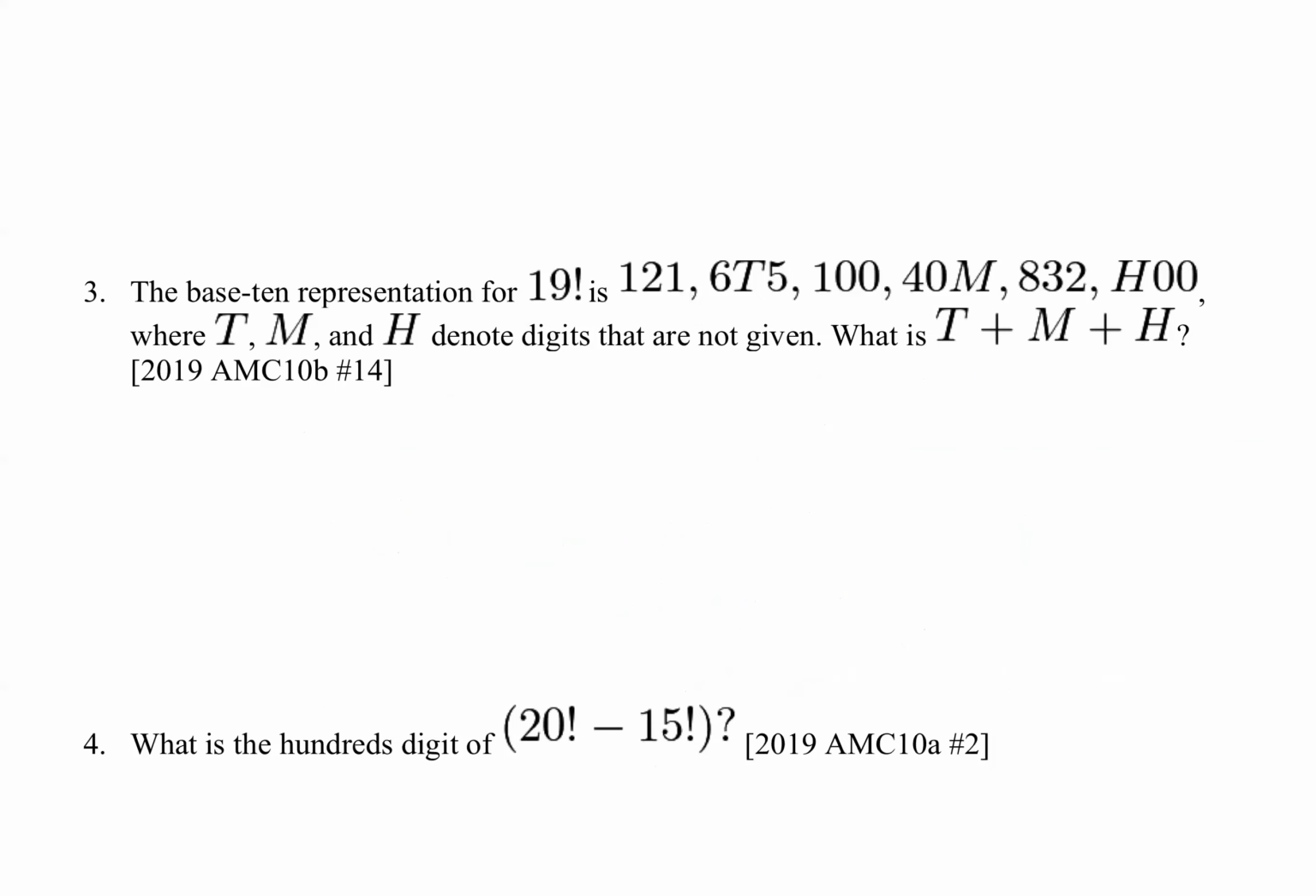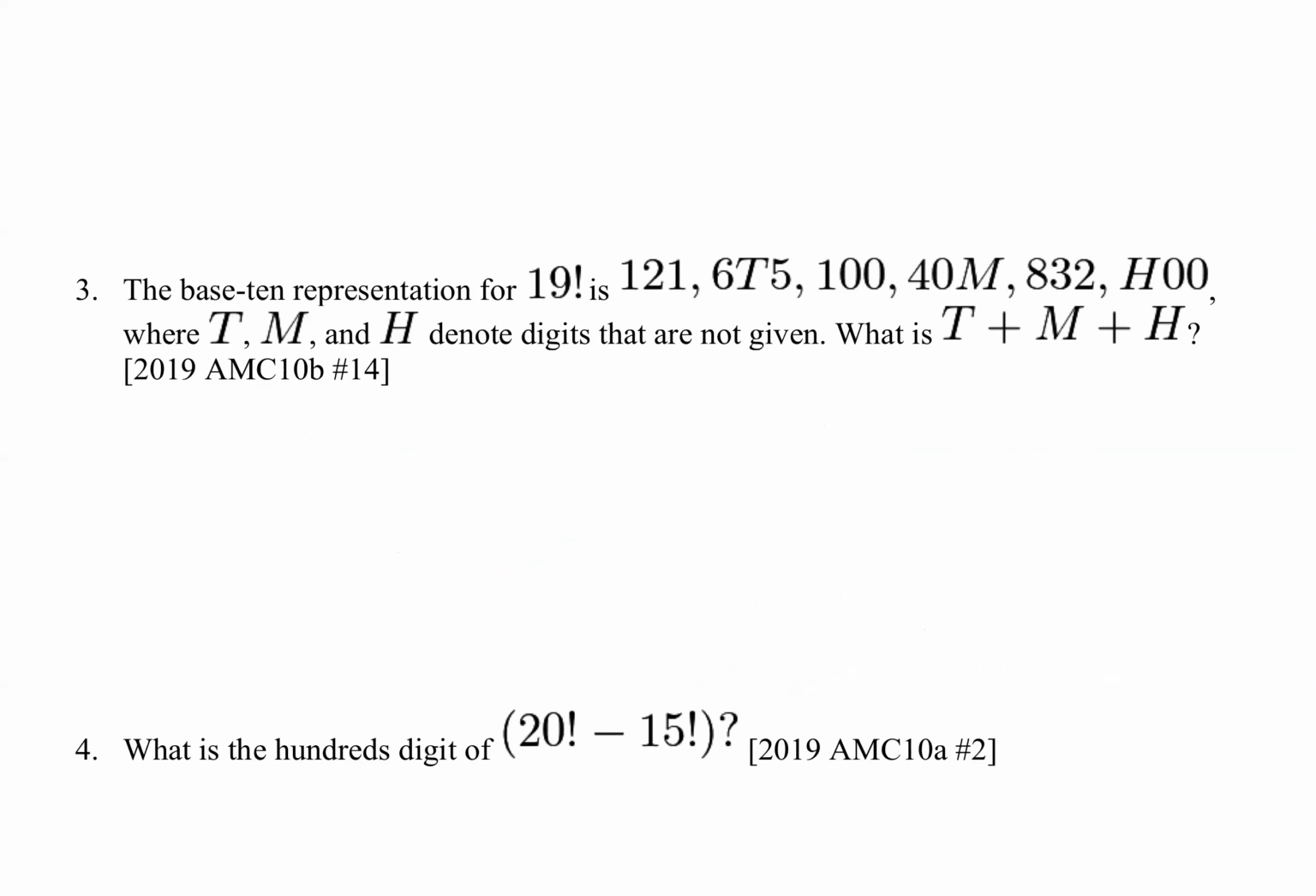Number 3. The base 10 representation for 19 factorial is this big number, where T, M, and H denote digits that are not given. What is T plus M plus H? I'll give you guys a couple minutes to think about this, and then we can start solving it.